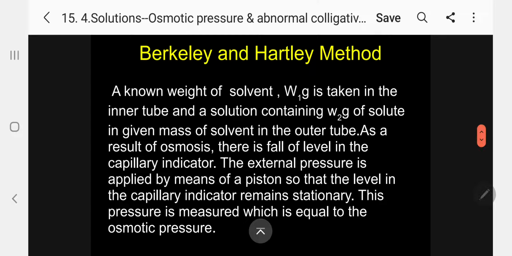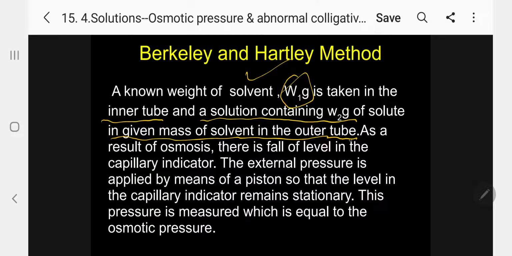So for example, how are we preparing? A known weight of solvent, W1 gram, is taken in the inner tube, and a solution containing W2 grams of solute in a given mass of solvent is in the outer tube. So we know the exact quantity of solvent, and we know the concentration of the solution in the outer gunmetal tube. As a result of osmosis, there is a fall of level in the left side capillary indicator from C to D. It is coming down.